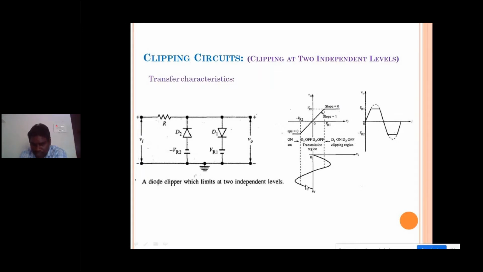So this is the sinusoidal signal that I transmitted, and I find the output waveform like this, which means the positive portion and the negative portion of the wave both get clipped because of this double-ended clipper. This is the thing that we need to understand. Clipping at two independent levels means we are clipping at two different levels. In the previous case, we could clip only the positive portion or only the negative portion, but by using double-ended clippers, we can clip at two different levels of the input. So this is one example of a double-ended clipper.